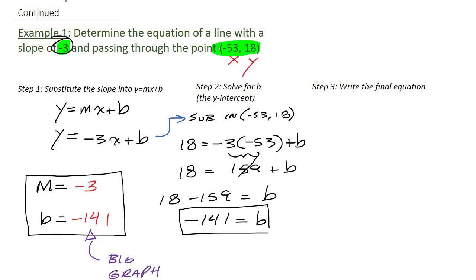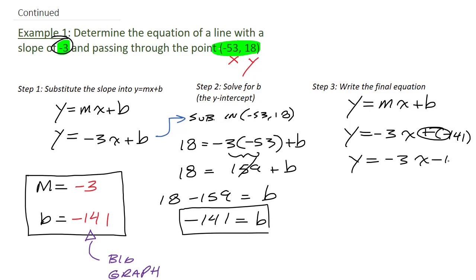All right, so we got m and b. Final step, let's write our equation. So let me just start again with y equals mx plus b. Okay, so we're going to replace the m with negative 3. We're going to replace the b with negative 141. So we're adding negative 141, right? So really, we should just have y equals negative 3x minus 141. All right, there's our final equation that we're looking for.